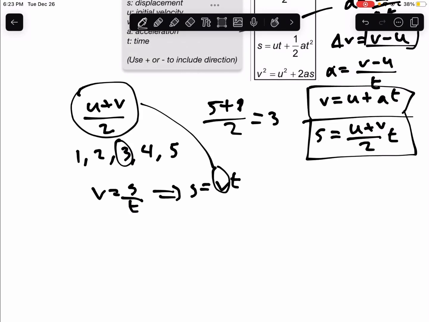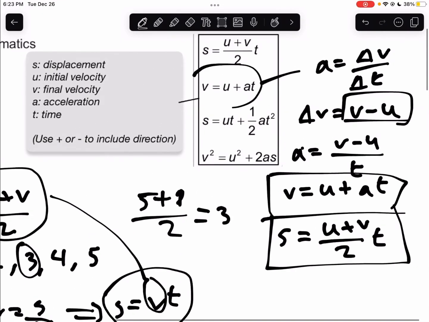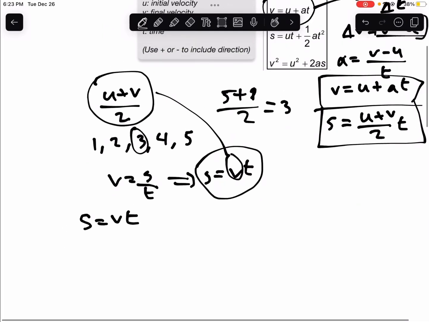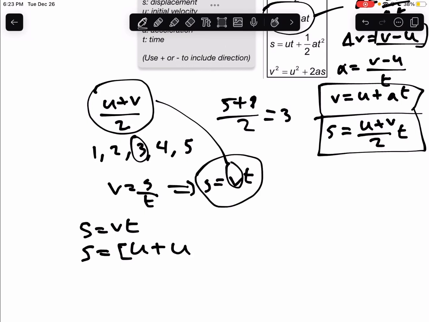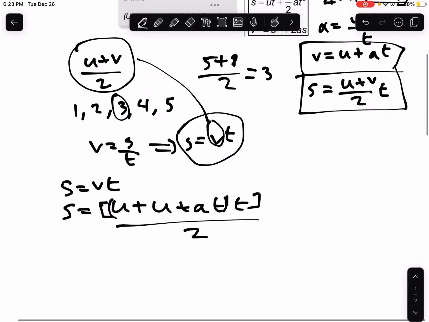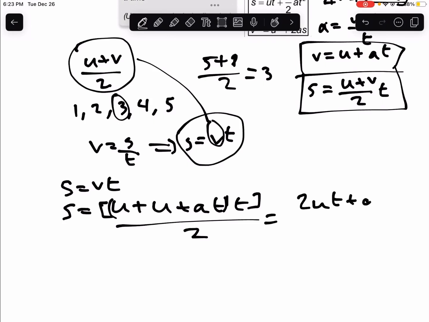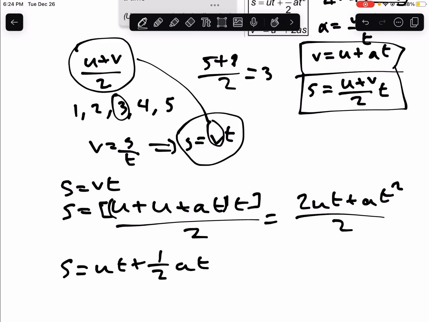Now, using this formula again, S is equal to VT, we can use the previous formula, this second formula, and we can plug it in, which would be S is equal to U plus U plus AT times T over 2, which would equal 2UT plus AT squared over 2, which is S is equal to UT plus 1 over 2 times AT squared.